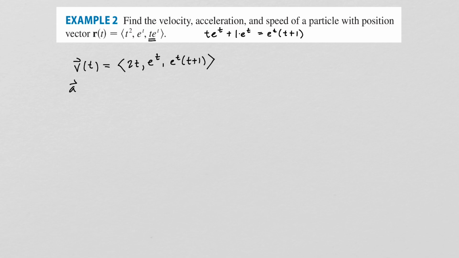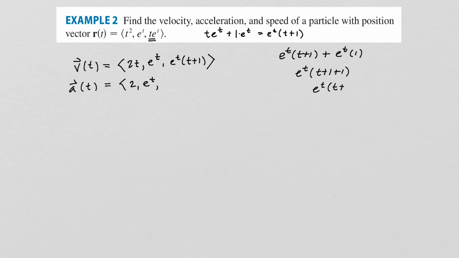The acceleration vector is the derivative of that, which is going to be 2, e to the t, and then the derivative of e to the t times (t plus 1) will be e to the t times (t plus 1) plus e to the t times 1. And this is e to the t times (t plus 2).